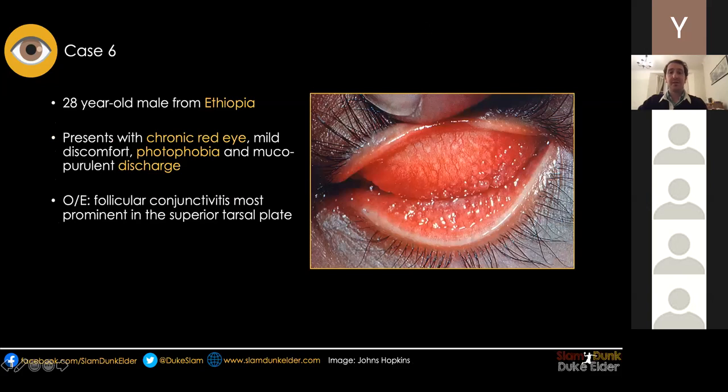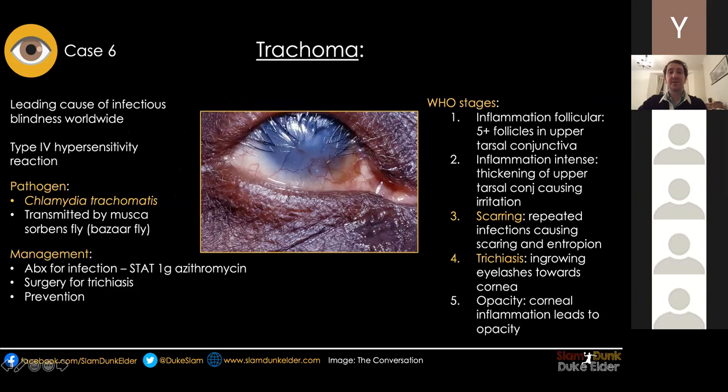So I've got another case here. A 28-year-old chap from Ethiopia with chronic red eye, discomfort, photophobia, and discharge. You can see this chap also has follicular conjunctivitis, and it's normally on the superior tarsal plate. Does anyone know the diagnosis for this? Yeah, so this is the most common cause of infectious blindness worldwide.